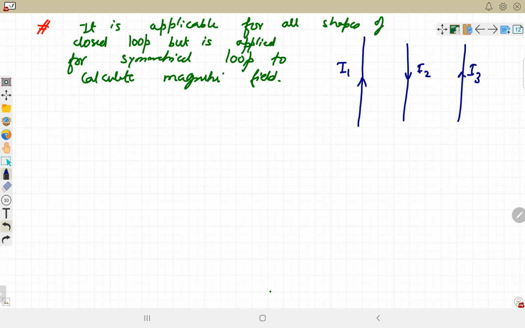Right. So in this case, if we consider a loop, we can take any shape of loop. This is an imaginary loop, just like we draw a Gaussian surface. This is not the magnetic field. This is the assumed closed loop that we took in the form of a circle. We could have taken a rectangle, hexagon, any kind of two-dimensional shape.